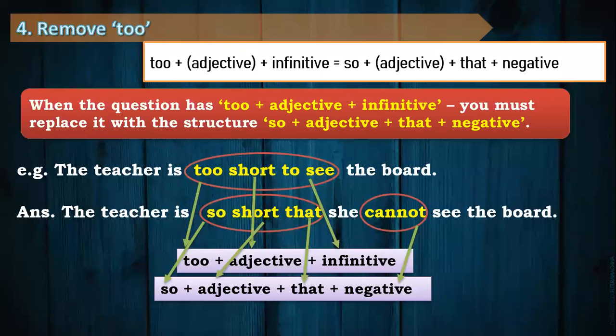Now, don't you think this particular concept is easier for you to understand and learn by heart with the help of these shortcuts? To add in, so add that ni. To add in, so add that ni, right? So to plus adjective plus infinitive changes to so plus adjective plus that plus negative. Exactly. She is so short that she cannot see the board.